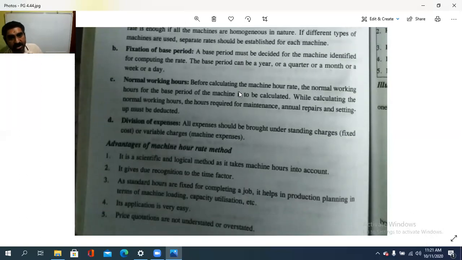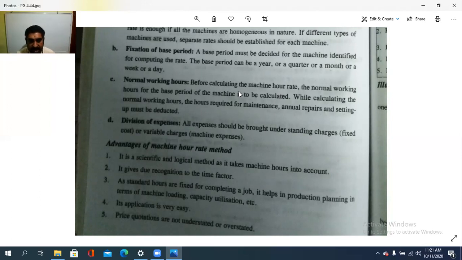Then advantages of machine hour rate. It is a scientific and logical method as it takes machine hours into account. Right? We can know in detail how many hours each machine works and how much the machine is utilized, under the composite machine hour rate or whatever machine hour rate. Then it gives due recognition to the time factor. Importance is given to time here. Then as the standard hours are fixed for completing a job, it helps in production planning in terms of machine loading, its capacity utilization, etc.